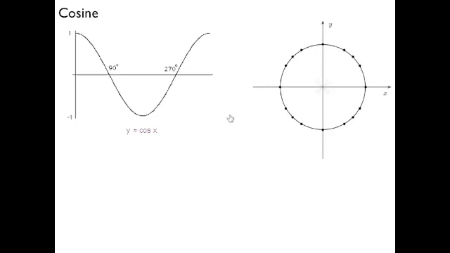Now, are there any shortcuts? Let's look for some shortcuts. Let's see. So, let's do cosine 30. So cosine of 30 degrees is equal to 0.87. So let's see. Over here, 150 degrees.